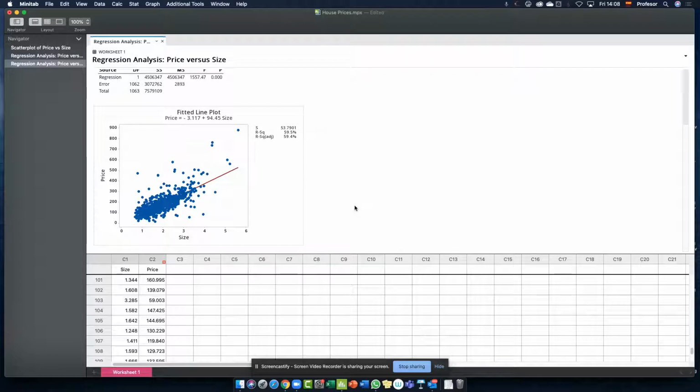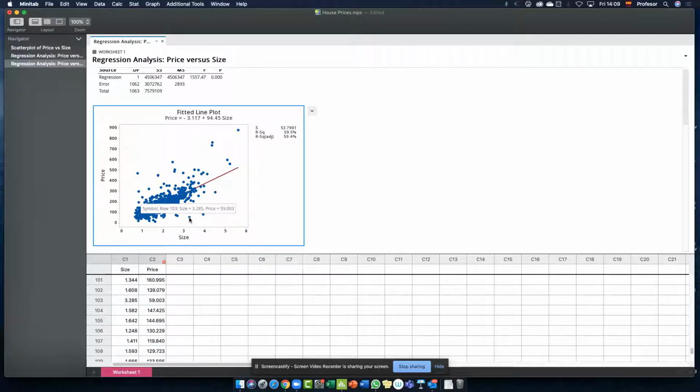Hi class. In this video we're going to see what happens when we have a very big house with a very low selling price. In this case, we have the observation on row 103, which has a size of 3,285 square feet and a selling price of $59,000.